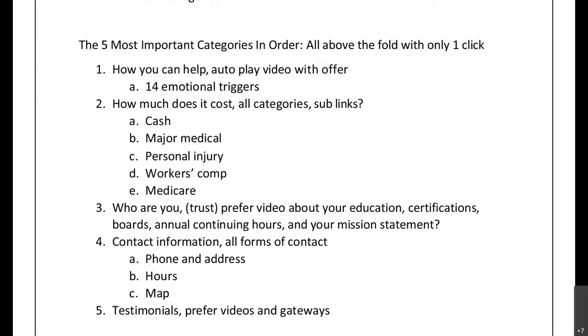So that's the importance of that video. In other words, right when they go to your site, that video should be front and center above the fold in autoplay, and it should have the 14 emotional triggers of how you can relieve pain, decrease muscle spasms, and increase range of motion with an offer to take the next step. That's like one of the best things you can have on your site right there.